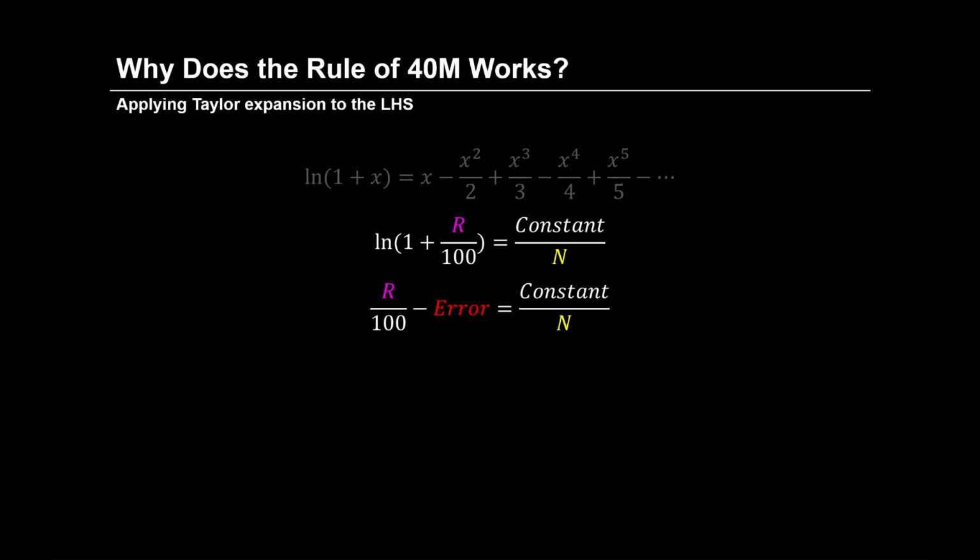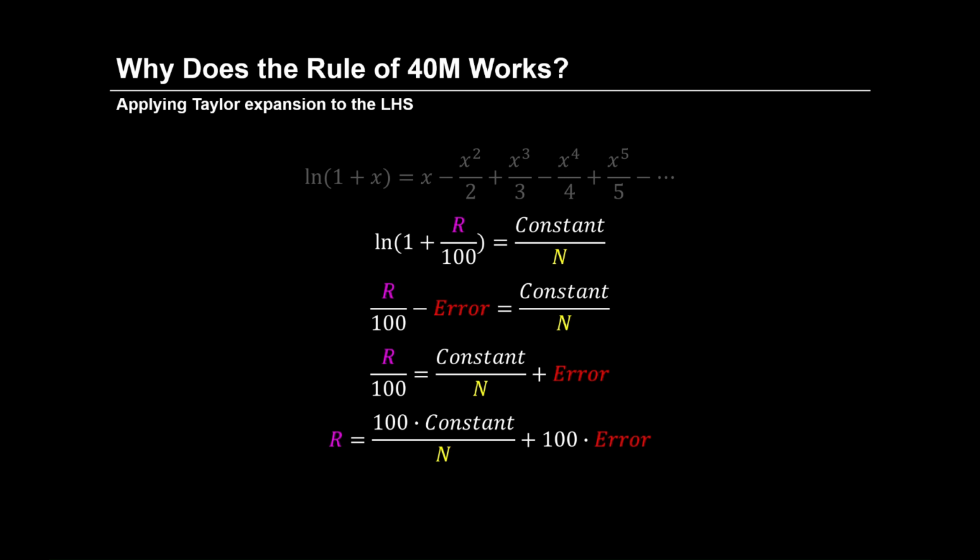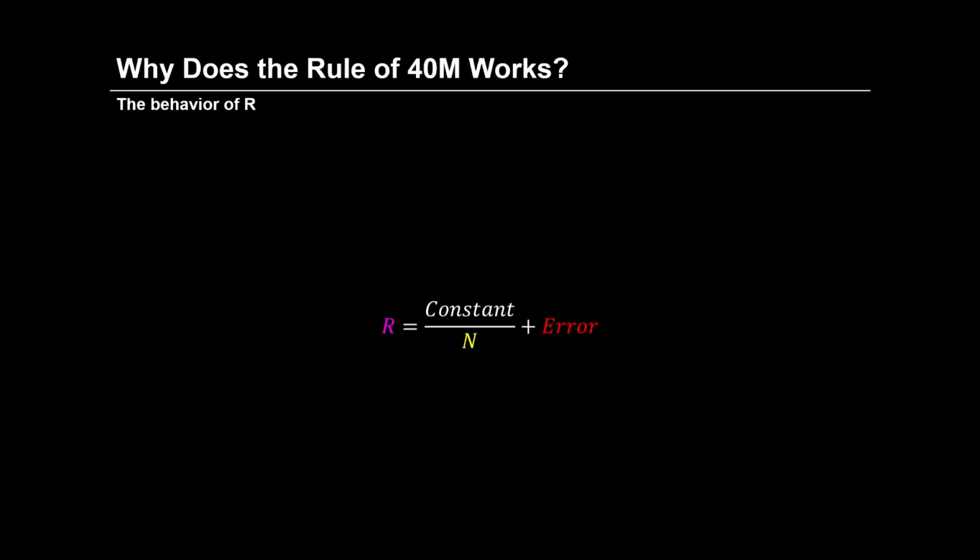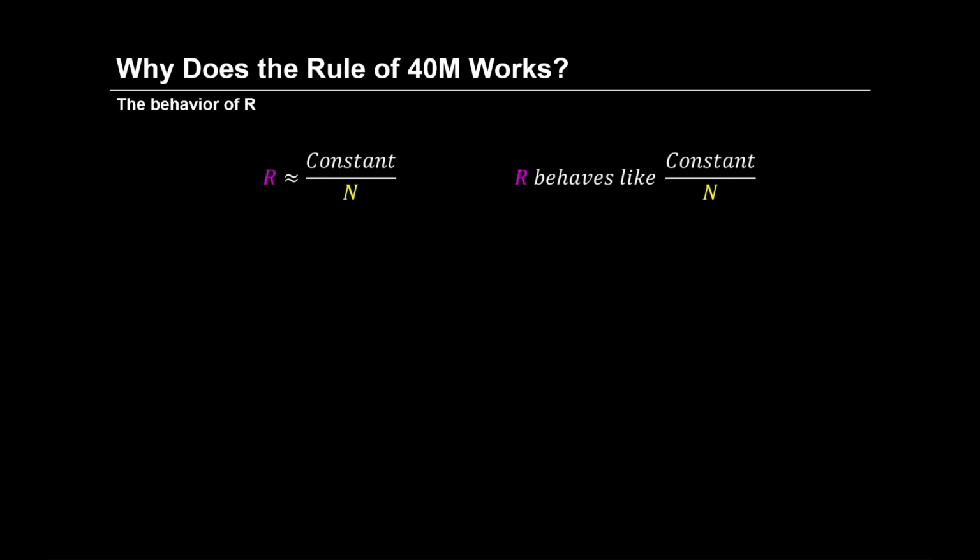Adding error to both sides of the equation and multiplying both sides by 100. Since we know that 100 times a constant is still a constant and 100 times error is still an error, we will be able to see that r is equal to a constant divided by n plus an error term. Since the error is quite small, we're able to say that r is roughly equal to some constant divided by n, or r behaves like constant divided by n.